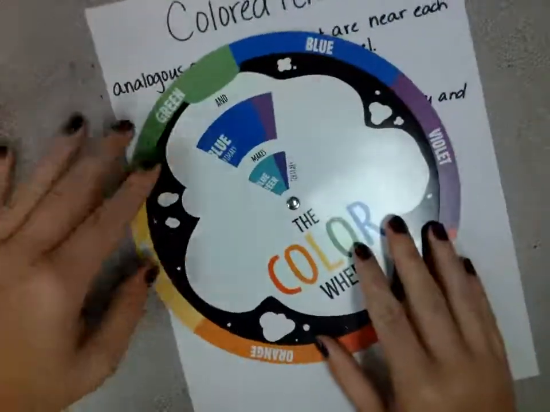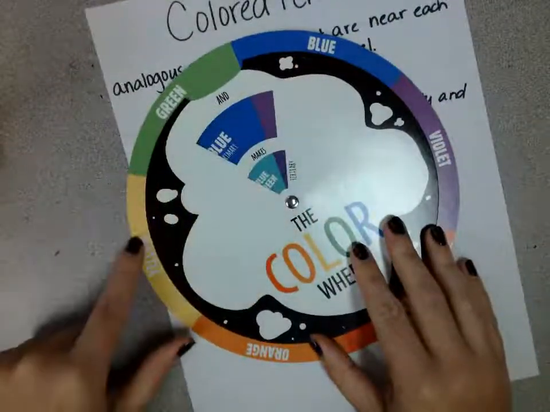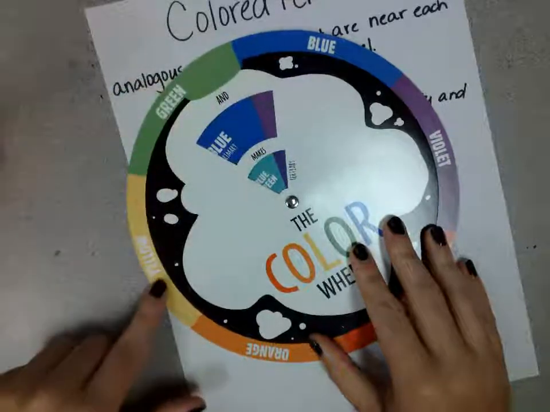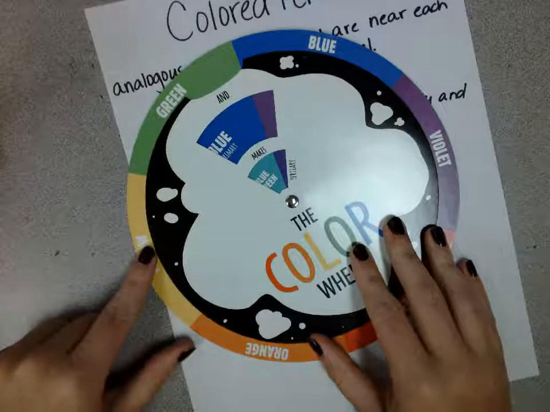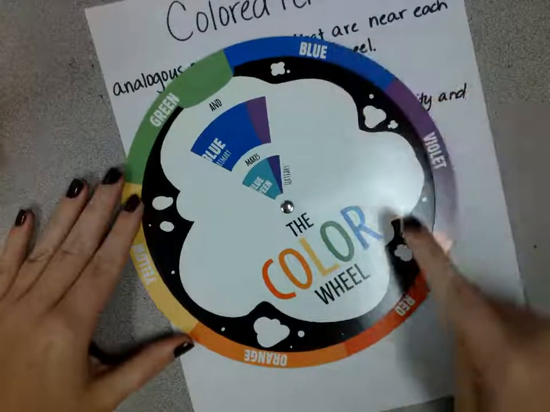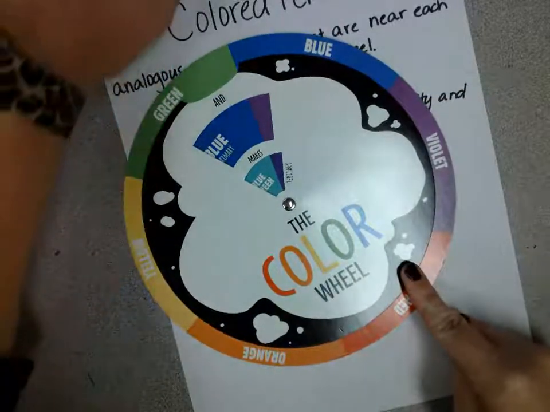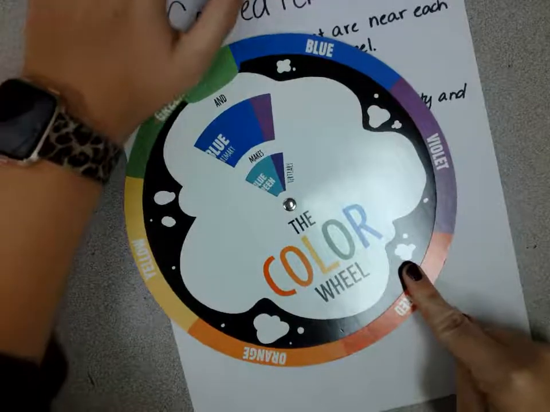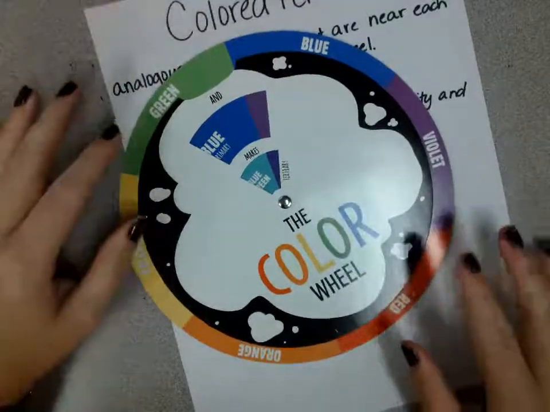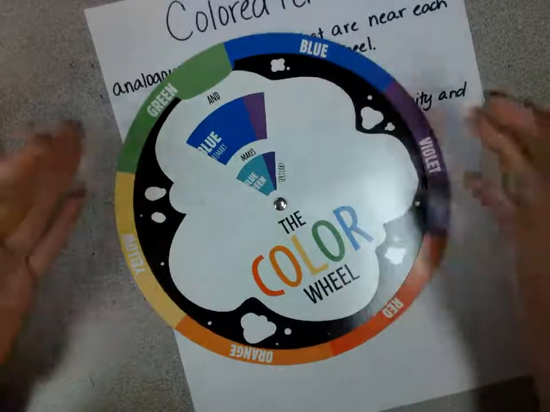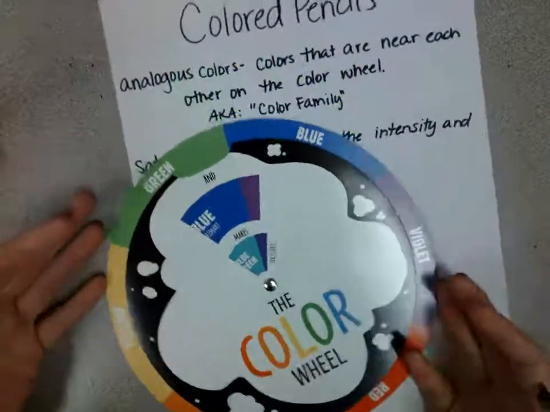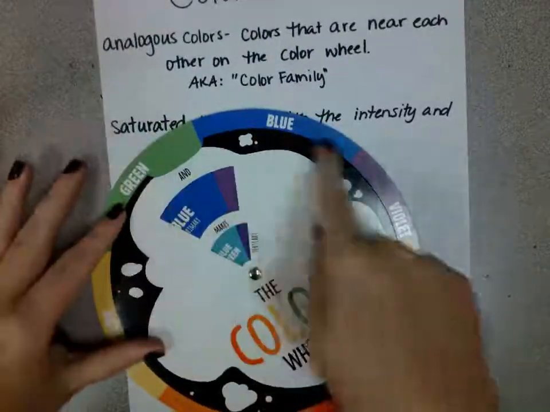Okay, so for example, blue, green, and yellow would be considered analogous colors because they are near each other on the color wheel. However, blue, red, and green would not. Okay, so colors that skip on the color wheel would not necessarily be analogous colors. They are not a color family. They have to be close together.